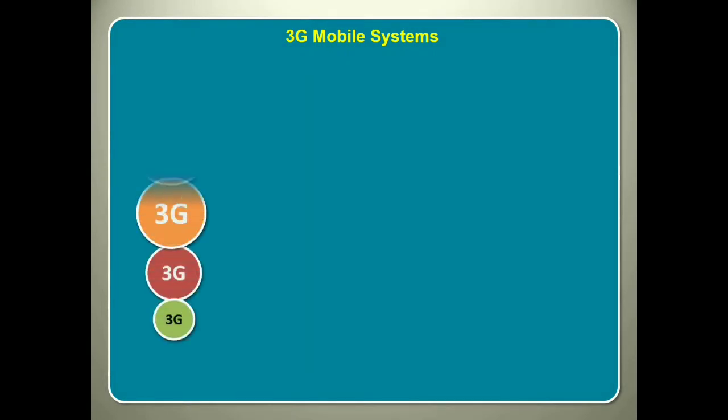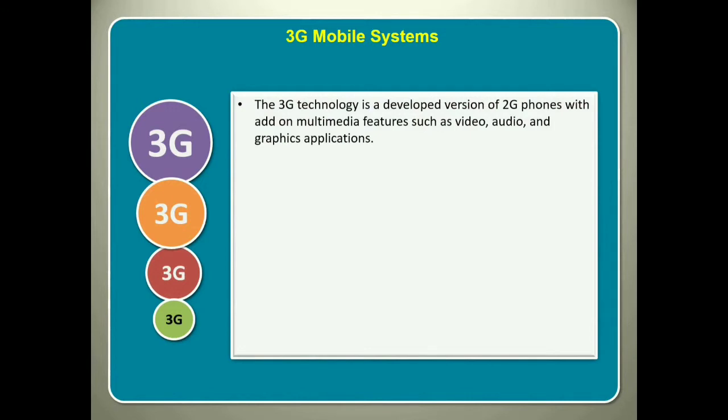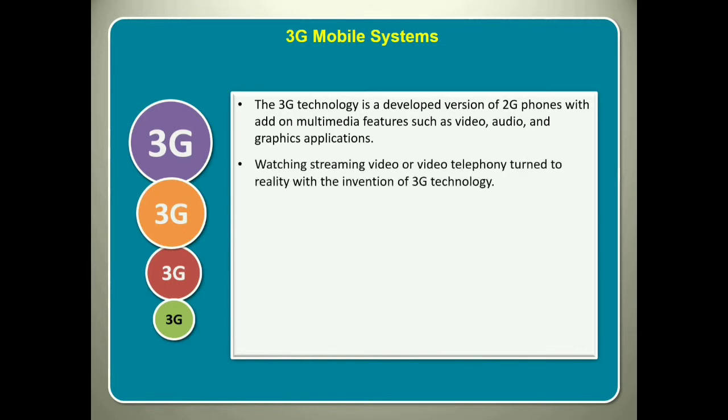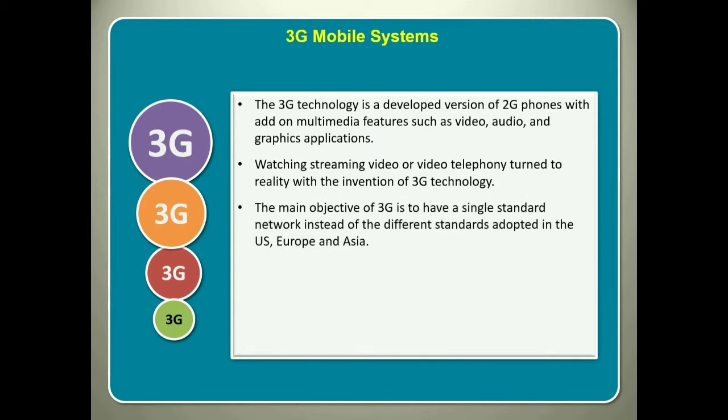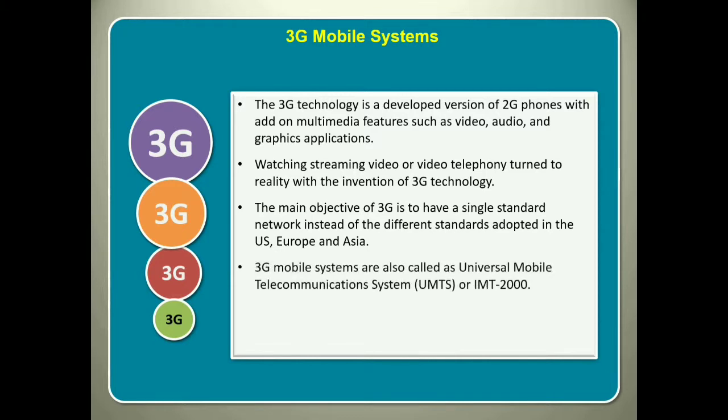Next is about 3G mobile systems. The 3G technology is a developed version of 2G phones with add-on multimedia features such as video, audio, and graphics applications. Watching streaming video or video telephony became a reality with the invention of 3G technology. The main objective of 3G is to have a single standard network instead of the different standards adopted in the US, Europe, and Asia. 3G mobile systems are also called Universal Mobile Telecommunications System, UMTS, or IMT 2000.